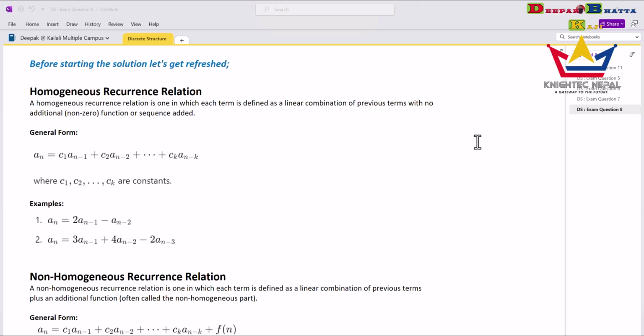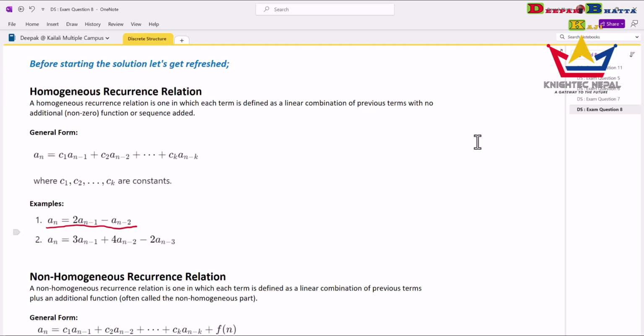So let us take a homogeneous example, that is an equals 2an minus 1 minus an minus 2. Here you cannot see any additional functions. The only part is the combination of previous terms. Here you can see another example, that is an equals 3an minus 1 plus 4an minus 2 minus 2an minus 3. So there is no additional function.